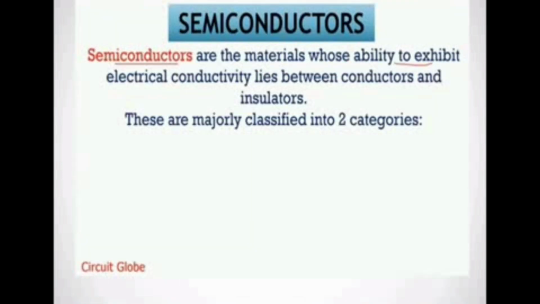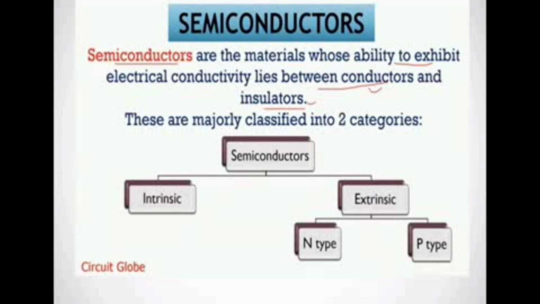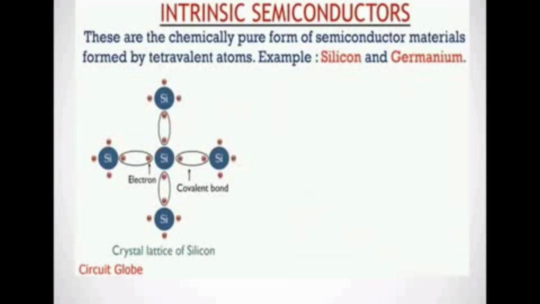So semiconductor materials. What is a semiconductor, and how does it exhibit electrical conductivity? Here again we are going to see it in our animation process. They are majorly classified into 2 categories: one is intrinsic and the other is extrinsic. The extrinsic semiconductor is again classified into N-type semiconductor and P-type semiconductor. So now you know what intrinsic and extrinsic semiconductors are. Intrinsic means pure, extrinsic means impure.